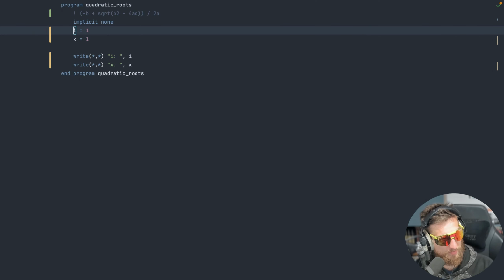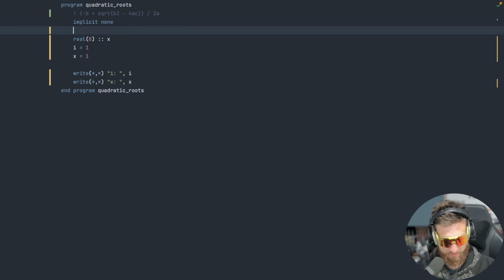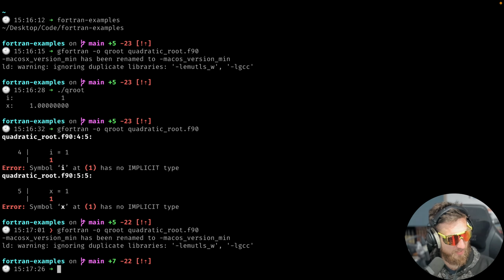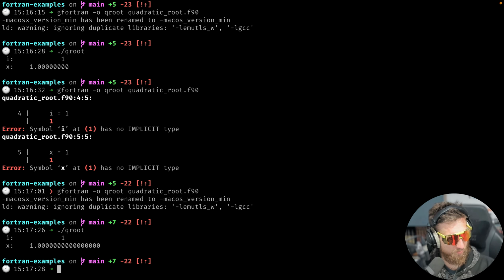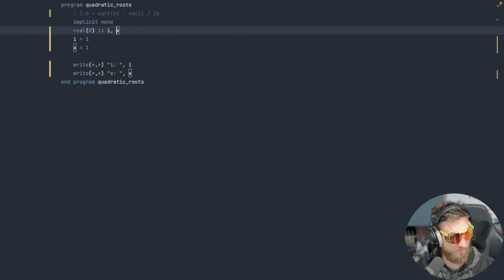If we wanted to do this, we would have to declare x as real, and if we wanted an int, I think it's integer. I think we can also do an integer of kind 4 here. Let's compile that. Cool, there we go. And if we want them both to be real, we can also do that.